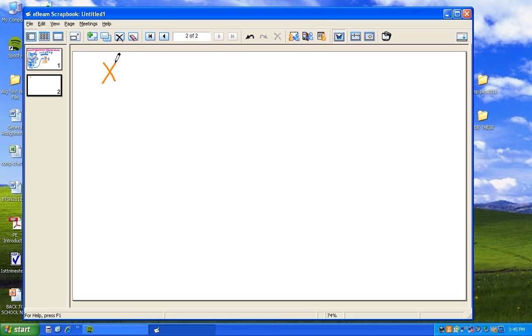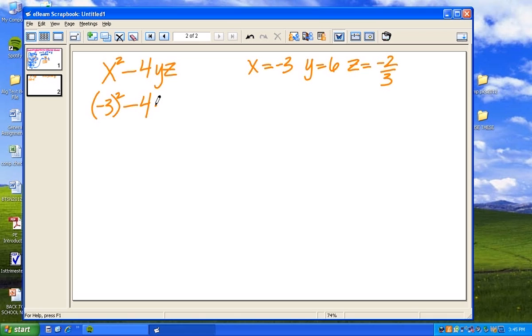x squared minus 4yz. And my x is equal to -3, my y is equal to 6, and my z is equal to -2/3. And I'm going to first start, I've written my original problem down. I'm going to plug in my values. So I'm going to say my x is a -3, and I have to square it, minus the 4 times, and the y is a 6. So I'm going to put it in parentheses just so I can keep it separate. And my z is a -2/3.